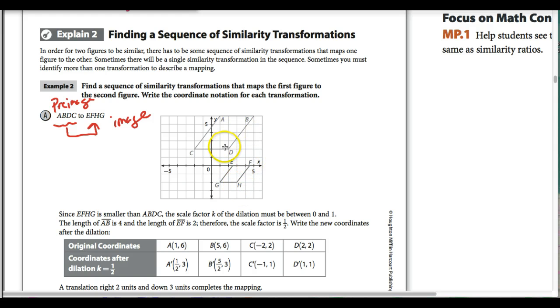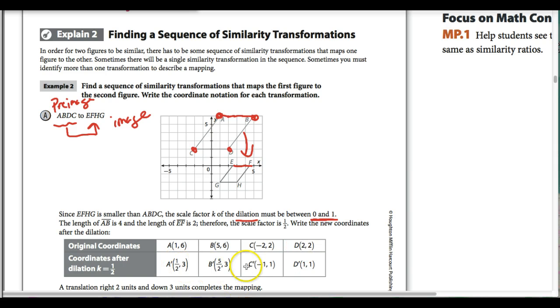So then you already know that there has to be a dilation between 0 and 1 because there's a difference of size, right? This one has to go there. And so the dilation factor must be what? In between 0 and 1. And then the length of AB is 1, 2, 3, 4. And what's the length of this one? 1, 2. It looks like 2, right? So then it's probably 1/2. So you put all your coordinates, right? Original coordinates. A is where? At 1, 6. B is where? At 5, 6. So you find all these points, right?